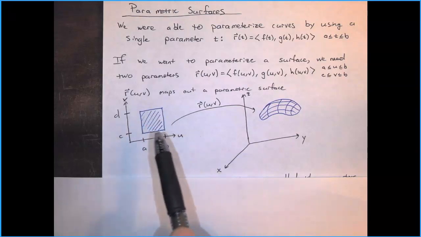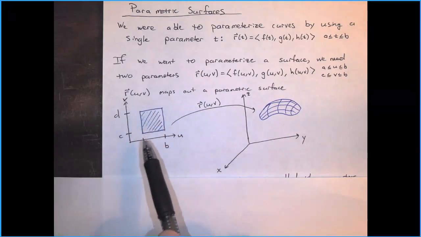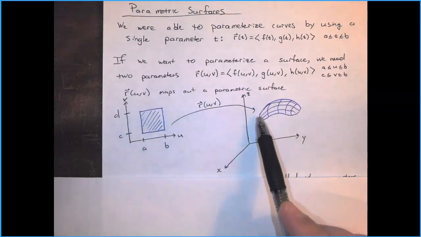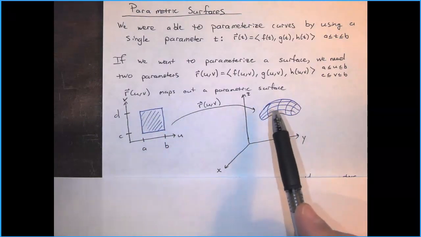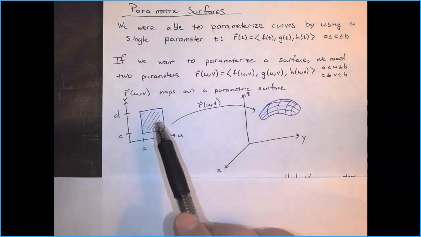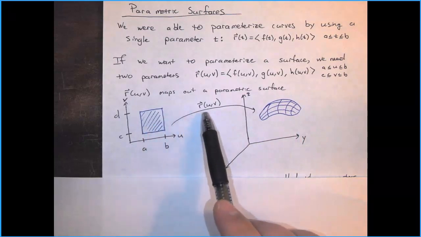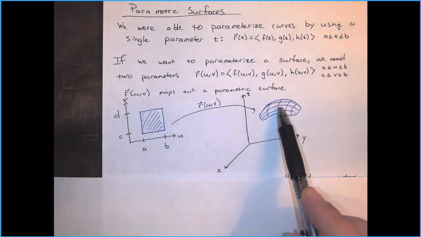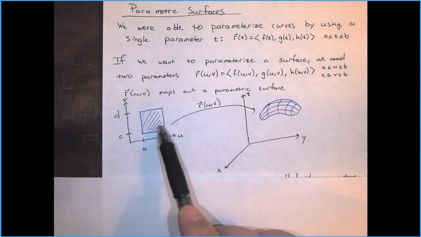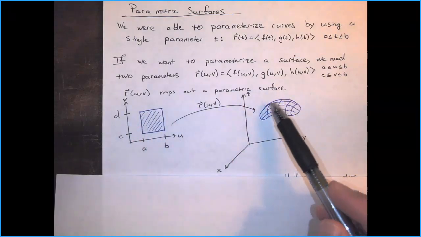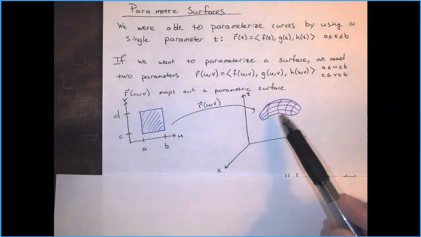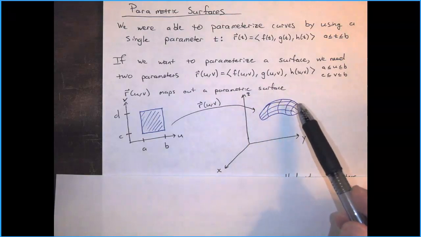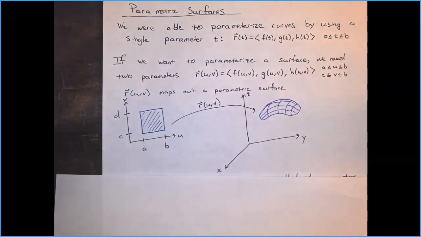Now the vector function r takes these parameter values and maps to a surface in 3D space. So in other words, I pick a uv value, I plug it into r, I get a point on this surface. And so as I move around this square in parameter space, I'm mapping out this surface in 3D space. And so that's the idea behind these parameterizations.